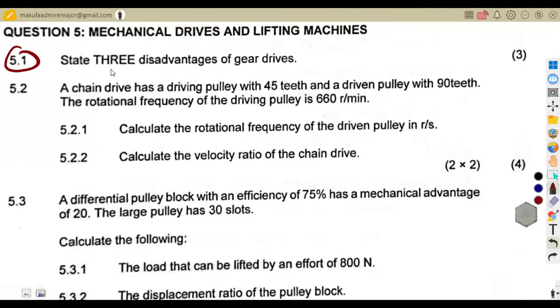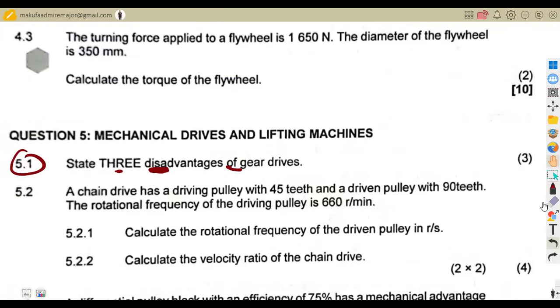All right, state 3 disadvantages. Take note, read the question properly. We need disadvantages of what? Of the gear drives. So one of the disadvantages that we have: they are expensive to manufacture.